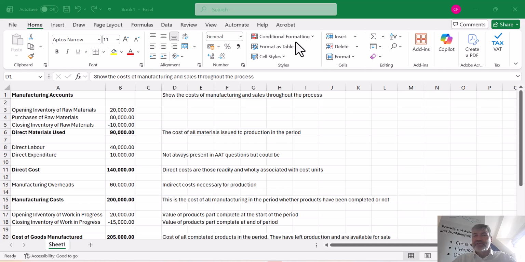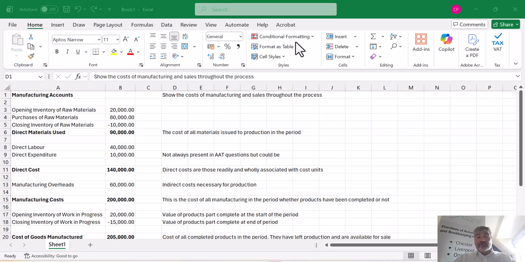So what goes into production? Well, to start with, we have our direct costs, and they will be raw materials that are then converted into product by the workforce. And there may be some other types of direct expenditure along the way. So let's have a look at the spreadsheet here to find out the actual cost of materials that have been used in production in the period.